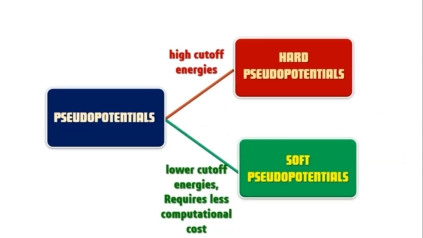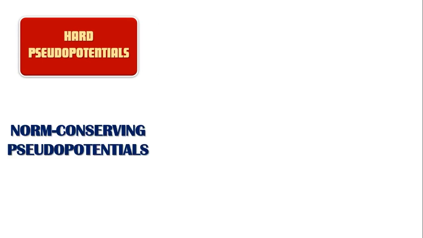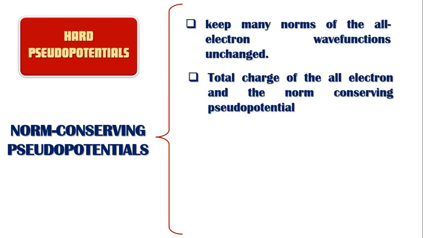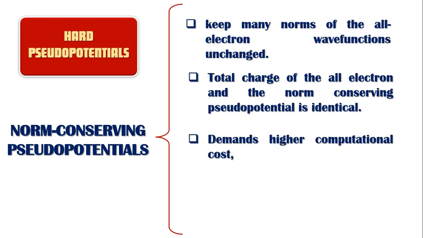Now, one example of a hard pseudopotential is a norm conserving pseudopotential. As the name suggests, it tries to keep the norms of the all electron wave functions unchanged, or it respects the norms of the all electron wave functions. For example, the total charge of the all electron calculation and the calculation that is using a norm conserving pseudopotential is identical. But that conservation of norms comes with a cost, a higher cutoff energy.